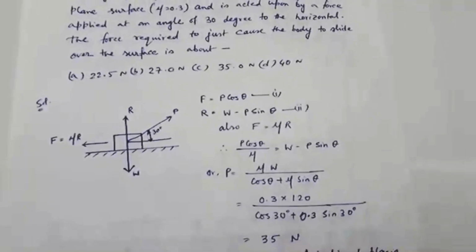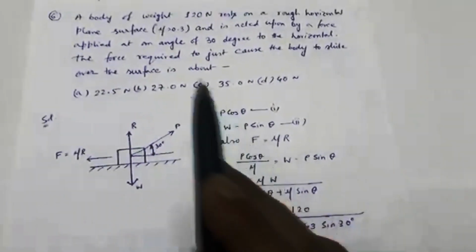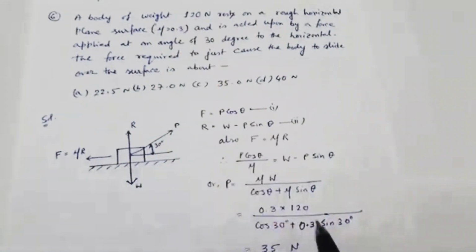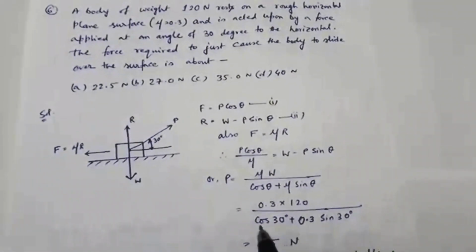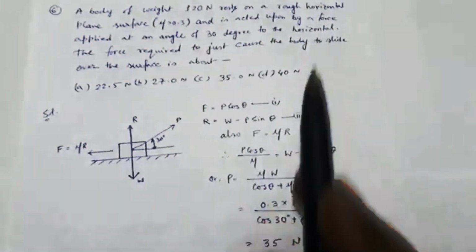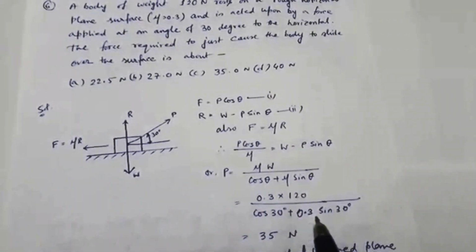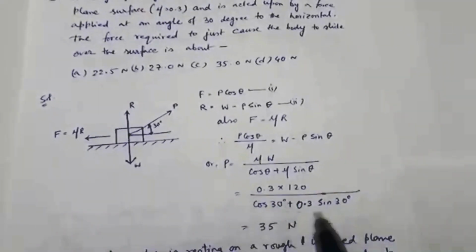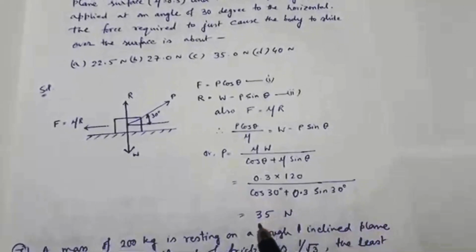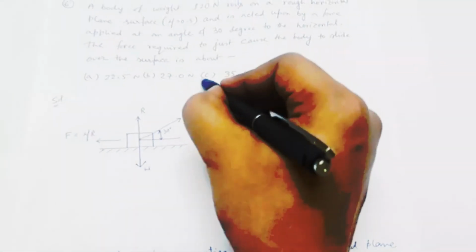What is the value of mu? The value of mu is 0.3 here. So 0.3 into W, where W is the weight of the body, that is 120 Newton, divided by cos 30 degrees plus mu 0.3 into sin 30 degrees. After calculating this equation, 35 Newton will be obtained. So the answer should be 35 Newton. That is option C.